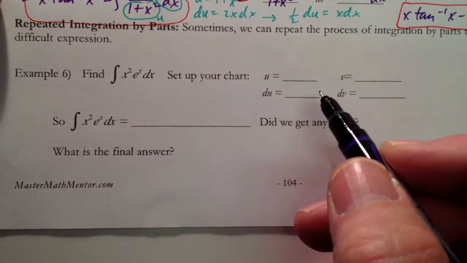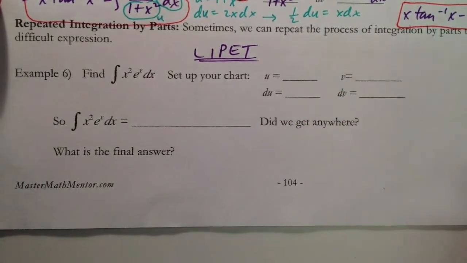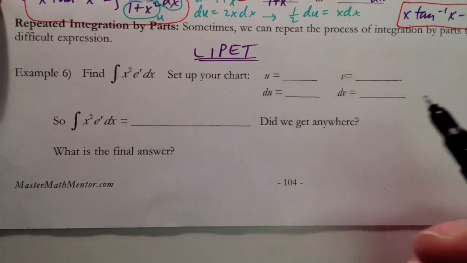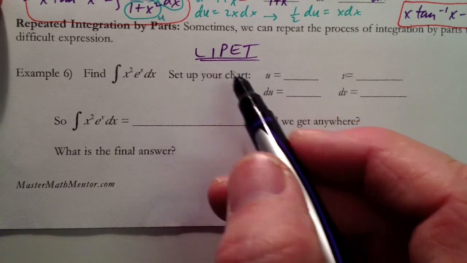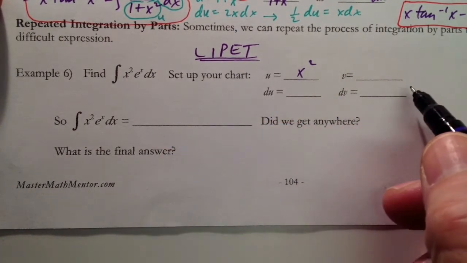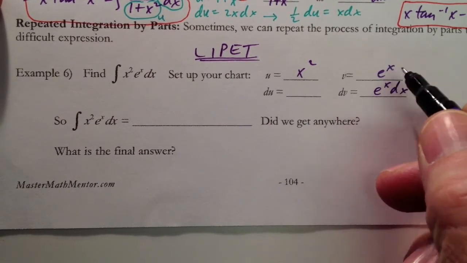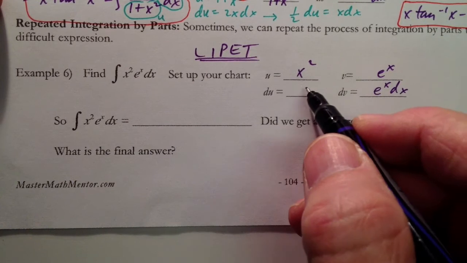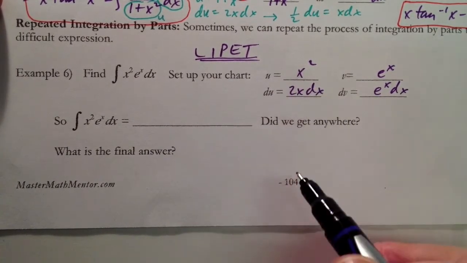I'll just keep writing this. I encourage you to do the same thing. It just is a good reminder, the LIPET. We know we have no logs, no inverse trig, but we do have a polynomial, x squared. And then our dv would be our e to the x dx, and that's an easy one. We like e to the x. So we have e to the x there, and we have 2x dx here for the derivative of x squared.